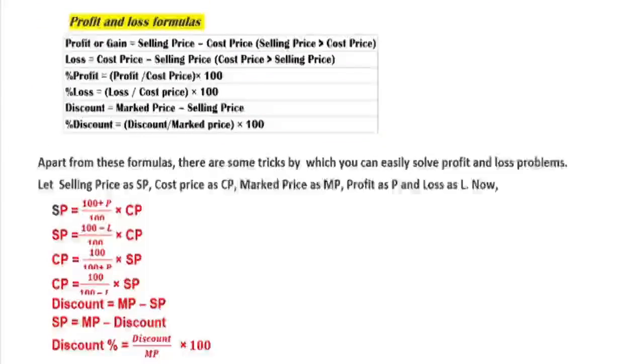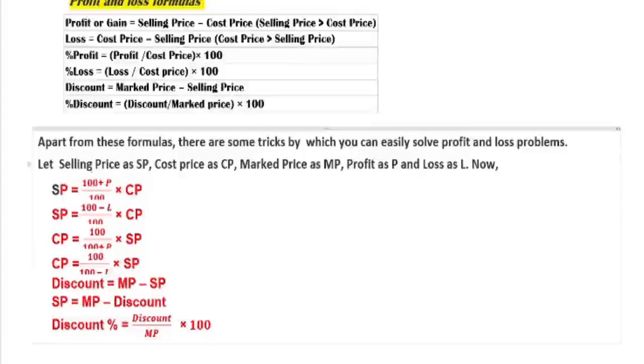So here we can listen. These are the formulas. Let selling price be SP, cost price as CP, and the mark price as MP, profit as P and loss as L. Now SP equals 100 plus P divided by 100 into CP. 100 plus P means 100 plus profit divided by 100 into cost price. Similarly, SP equals 100 minus loss divided by 100 into CP. Here listen, 100 minus loss.